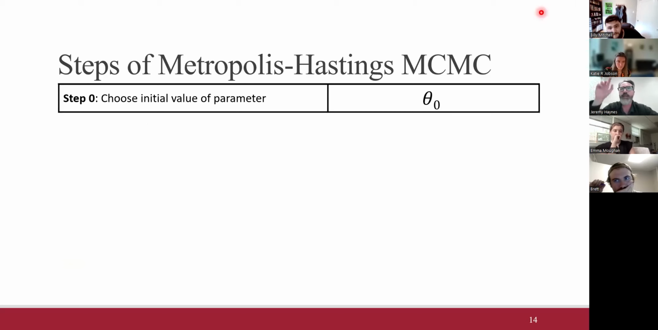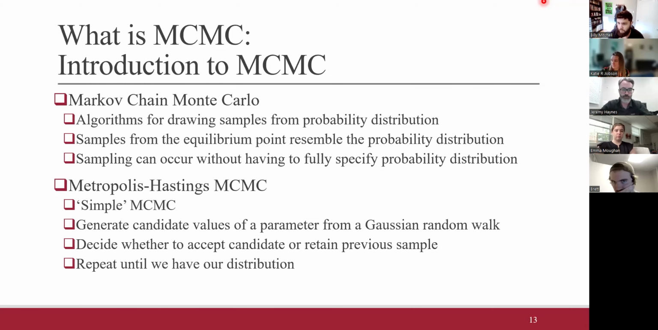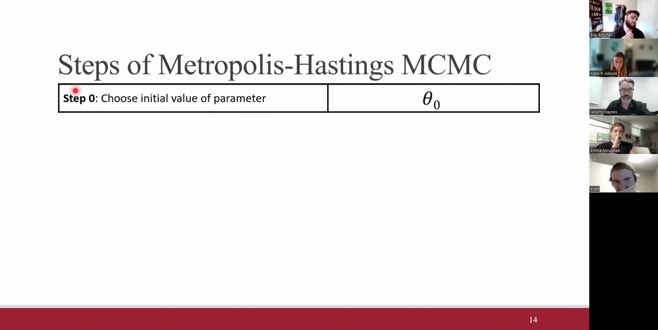Okay, and then I have the steps here, and we'll actually see this in the code. I do want to go through these a little more in detail. At the very beginning, we have to choose an initial value for the parameter. This might be our intercept term when we get to the regression model. We'll call this theta 0 or theta naught. All this is just to get the MCMC going, because if you remember, we are deciding whether to accept the candidate or retain the previous sample, but we need a previous sample to begin with. And so that's why I call this step 0.